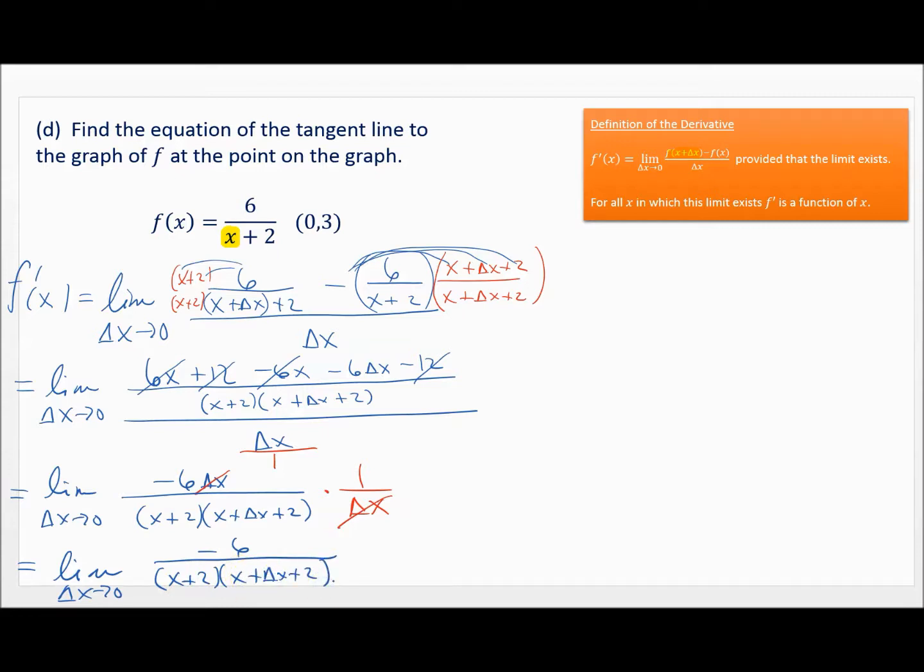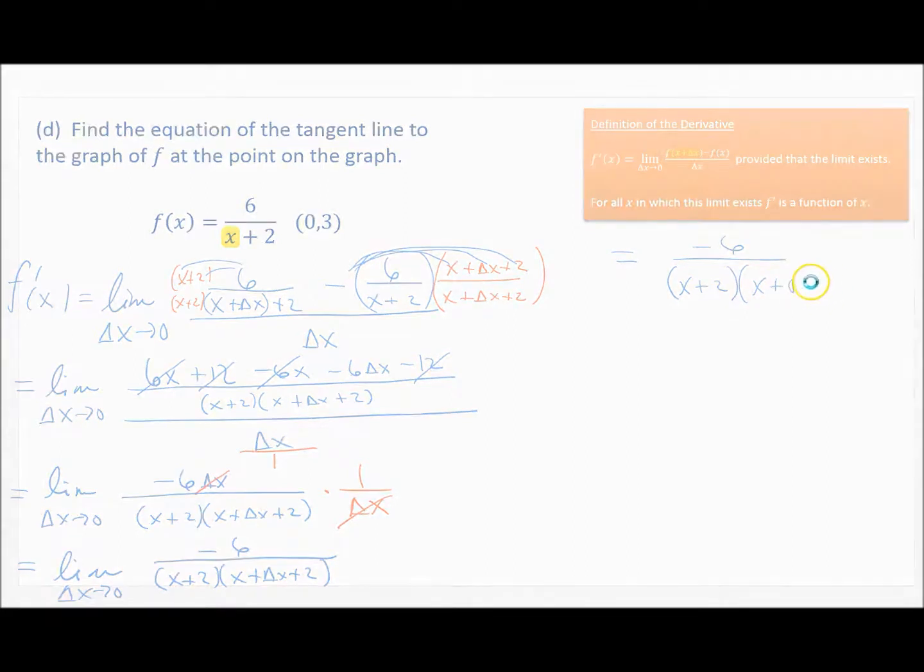My question to you is, is it okay to go ahead and substitute delta x in as 0 now? And it is. It doesn't give me 0 over 0, so that's going to equal -6 divided by x plus 2. Remember, we're substituting 0 for delta x, not for x. And then that would be x plus 0 plus 2.